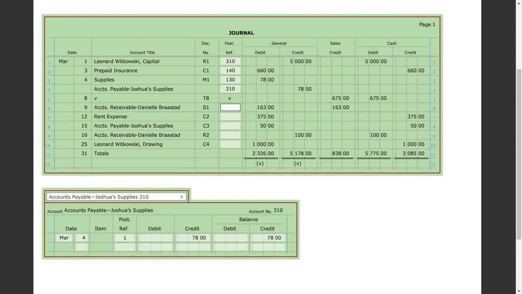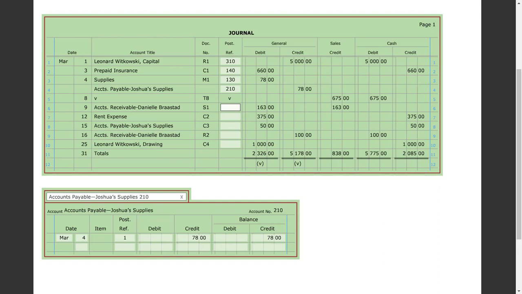Account titles of check. Why? This is from last chapter. Why do we have a check mark here? Because we used what? 2 special columns. Okay? And remember in the last chapter, I told you, don't worry, you don't need to understand why. Just if you put a check mark here, you put a check mark in the post reference. And here's the reason why.